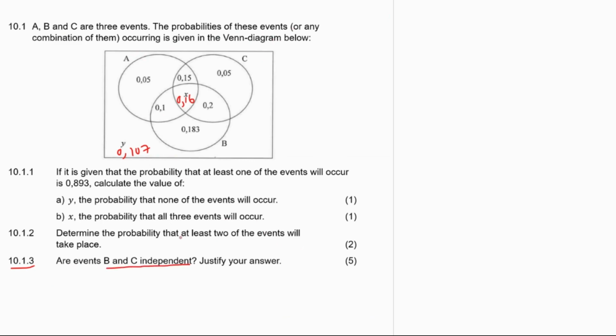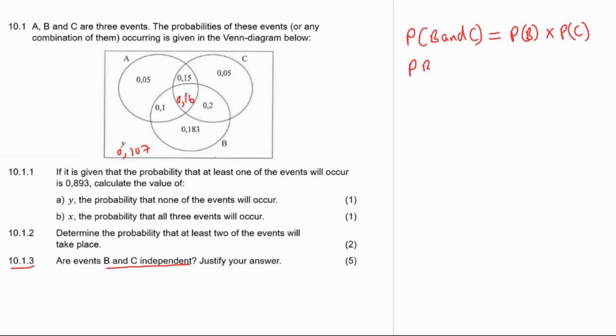So to check if the events are independent, we use the multiplication rule. If events B and C are independent, then probability of B and C should be equal to probability of B times probability of C. So we need to find the probability of B and C first.